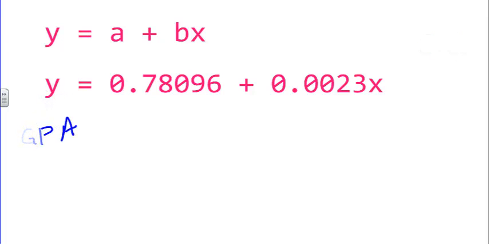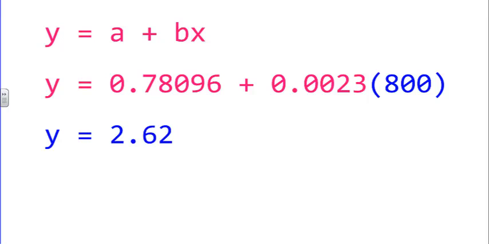So let's plug in 800 again for our x, our SAT score, and if we calculate this, our GPA is about 2.62. So let's try another one. Okay, how about you try this one on your own, pause the video, and after you have your answer, restart the video and check your answer. Okay, so here we have an SAT score of 1050. So if we solve that, it would be about 3.2, their GPA.